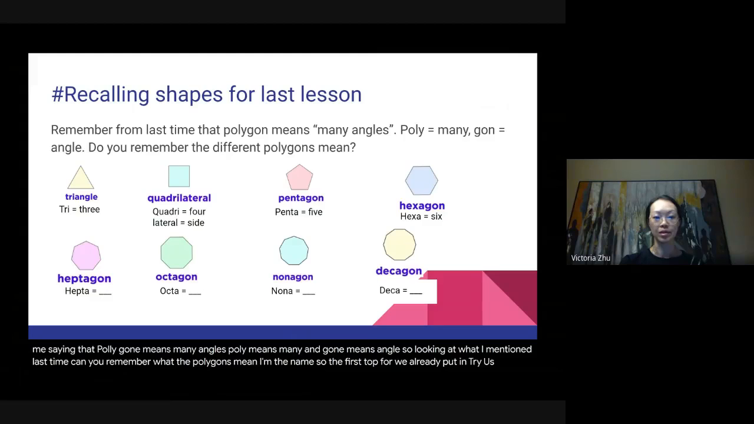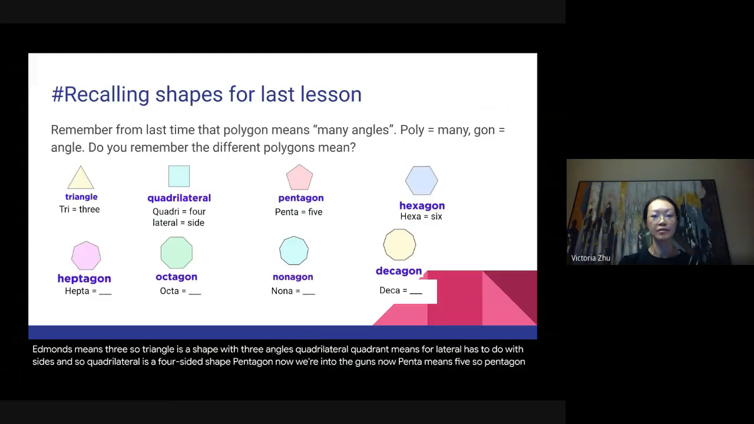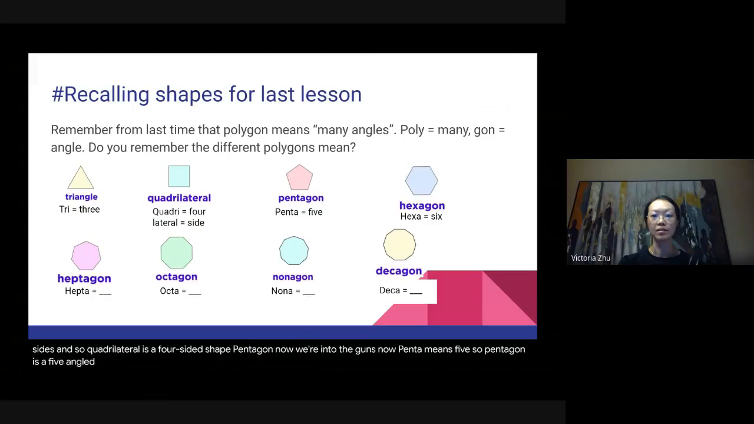Tri, I said, means three, so triangle is a shape with three angles. Quadrilateral, quadra means four. Lateral has to do with sides, and so quadrilateral is a four-sided shape. Pentagon, now we're into the gons now. Penta means five, so pentagon is a five-angled shape. And if you look at the shape carefully, you'll see that it has five angles. Hexagon, hexa means six, so a hexagon is a shape with six angles. And if you count carefully, there are six right there.